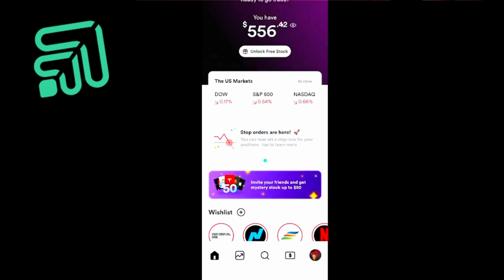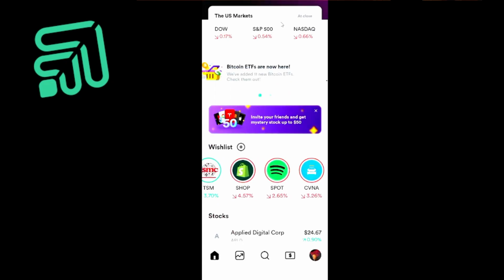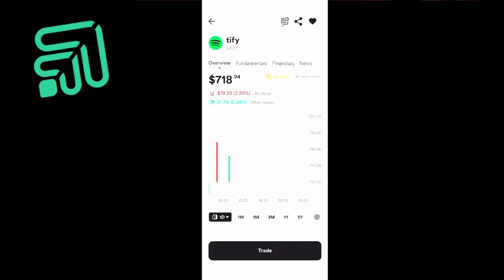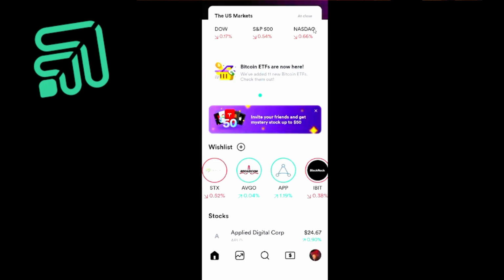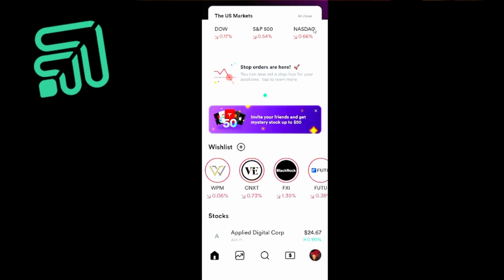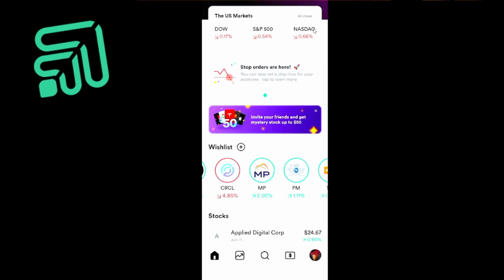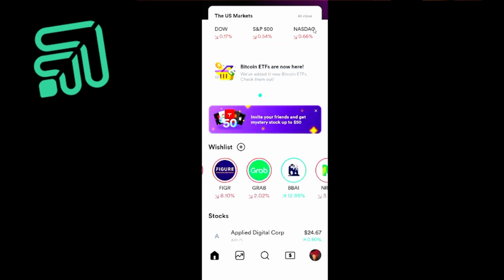Okay, so this is the home page. The wish list is basically your watch list. As long as you trigger the heart, it will be included in your wish list, which is basically a watch list. So if you know what to do in the stock exchange, you will select several stocks that could help you monitor the pulse or the trend of the market.